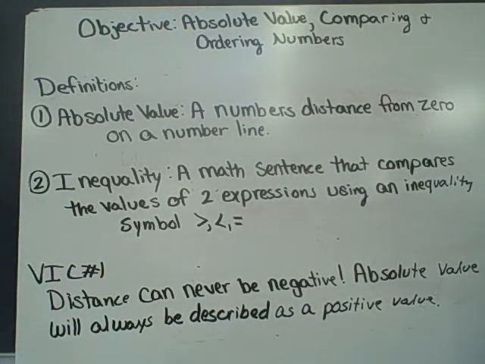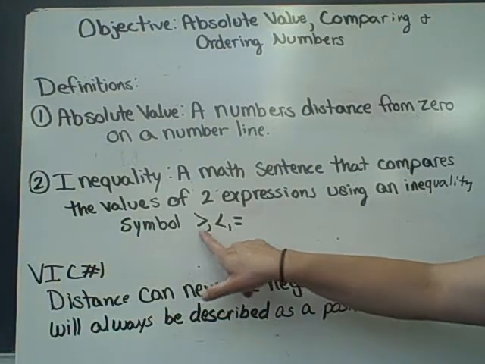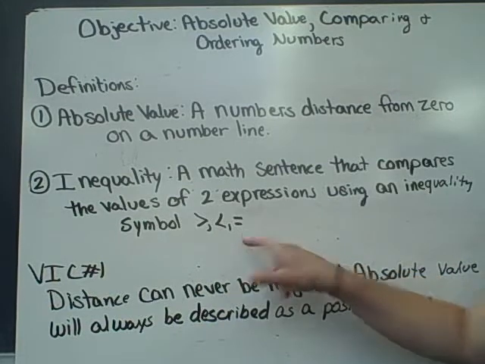Today's objective is absolute value and comparing and ordering numbers. First of all, we have definitions. Absolute value is a number's distance from 0 on a number line. So if we have a number line, we're going to be measuring how far away from 0 that number is on the number line. An inequality is a math sentence that compares the values of two expressions using an inequality symbol. We have greater than, less than, or equal to.